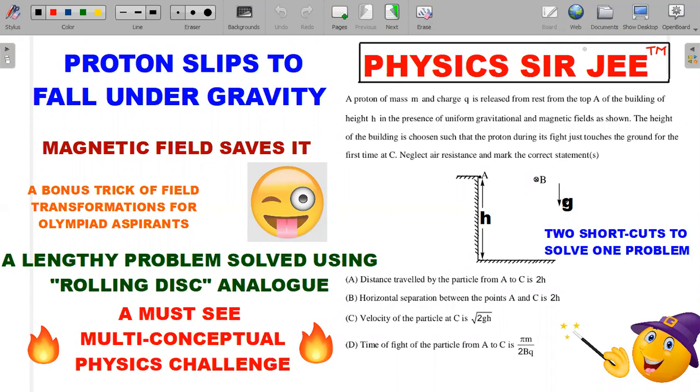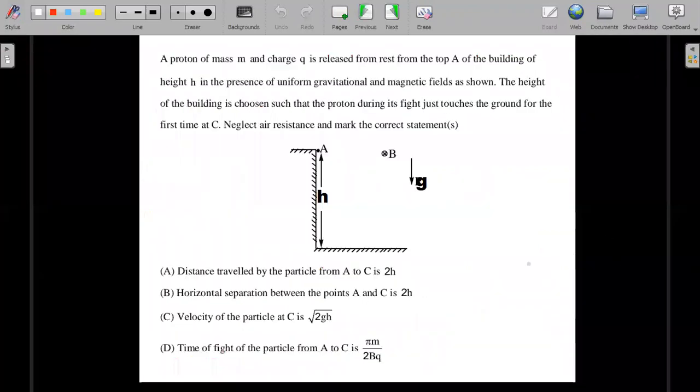So let me present to you the formal wording of the question. Instead of solving it in the usual manner, I would request you to try to understand that there are alternative ways of solving this. As a bonus, during this video I'll touch upon the standard method also, but along with that, we'll be looking at two shortcuts, not just one. Right, so let's go ahead and see the formal wording.